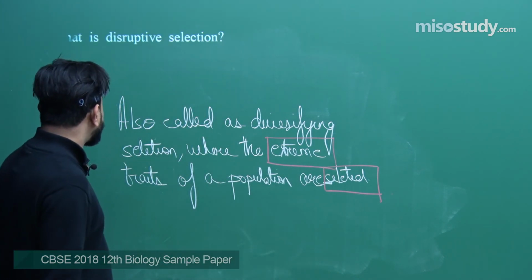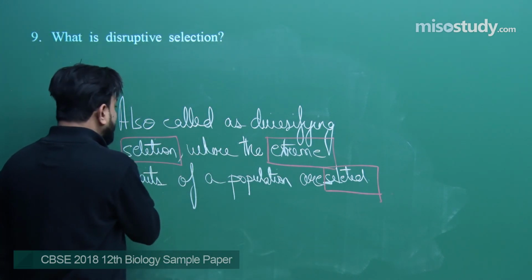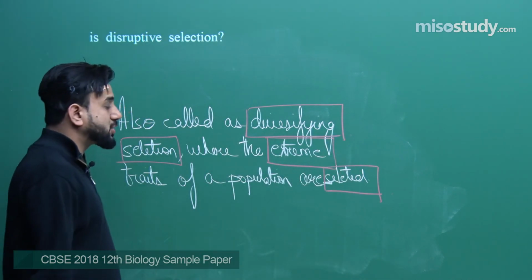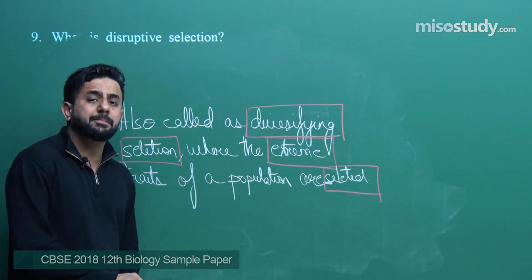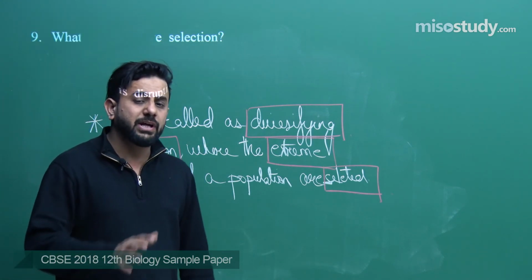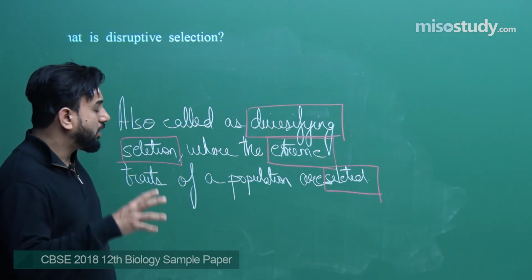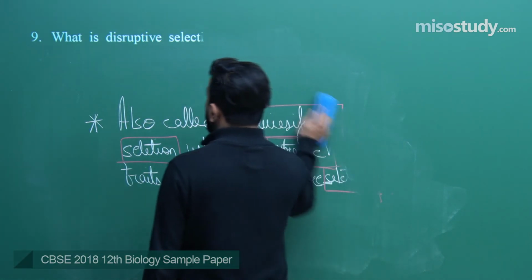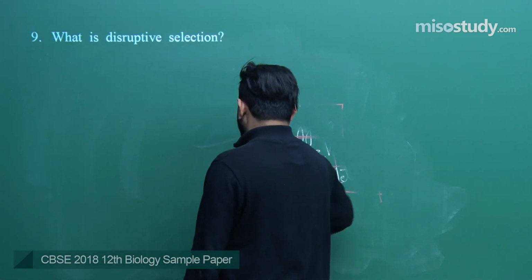So this is also called diversifying selection, where the extreme traits of a population are selected. That's it. For example, male and female, there are no intermediate forms in a society, and that is what diversifying or disruptive selection is.